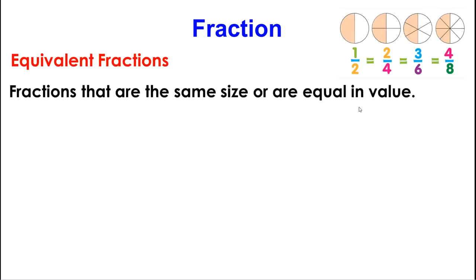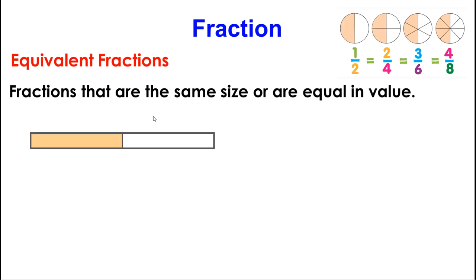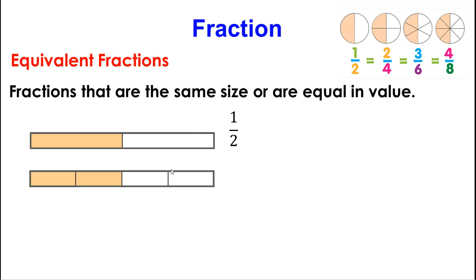Equivalent fractions are fractions that are the same size or equal in value. Here I have a rectangle. It has been divided into 2 equal parts, and I'm talking about this one orange part here. I have 1/2. But I can divide that rectangle equally into 4 parts. And if I shade 2 of them in, I can see that the value and the size are the same. Now I would have a fraction of 2/4.